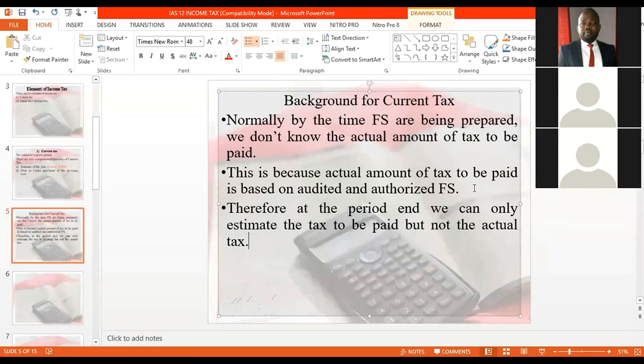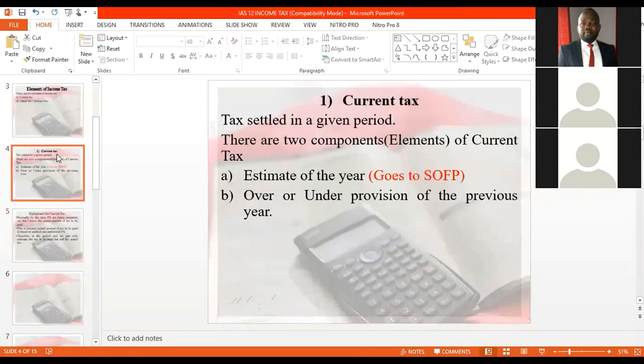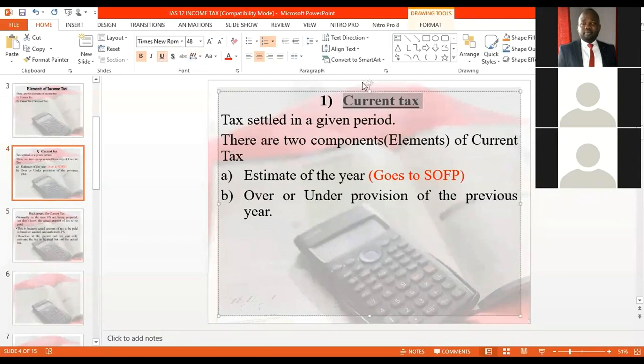overestimated your tax. Remember, we are under the topic called what? Current tax. Don't forget, we've said we have 2 types of taxes. We have what is called current tax and deferred tax. I'm on number 1, current tax. So we are saying current tax has got 2 components. There is estimate of the year, and then there is over provision of the previous what? Year, or under provision.